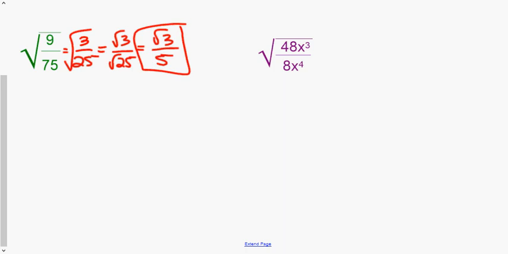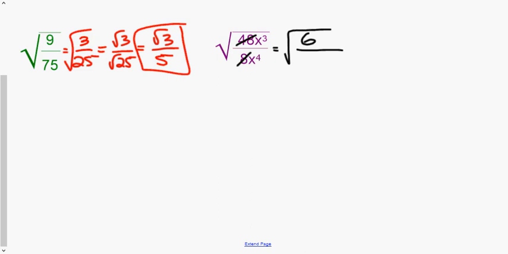This last one looks complicated, and some people are going to say, Mr. A, that's really hard. Break it down. Does 48 over 8 reduce? You bet it does. That reduces to be 6. X to the third over x to the fourth. Use our quotient property. We're left with x to the first in our denominator. That problem reduces to be 6 over x.